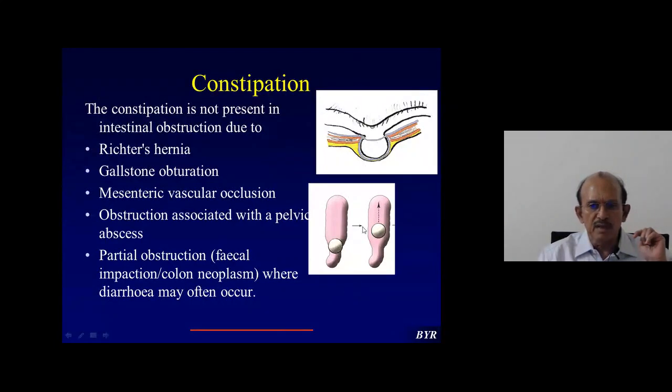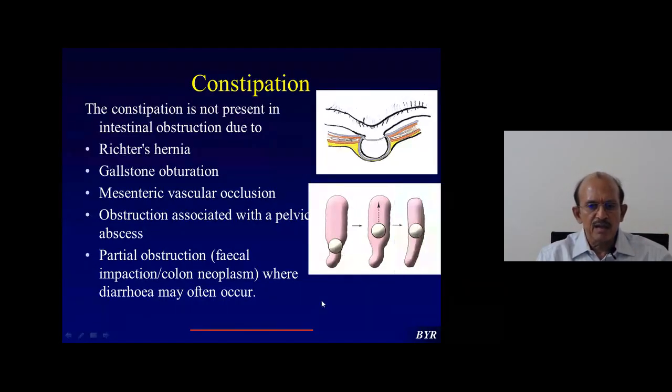So this is what happens in gallstone obturation. The stone can slip up, relieving the obstruction. This is called the ball valve effect. Probably you must have seen the countryside soda bottles. They have a valve at the neck. So when you just open it down, it goes down and then it relieves the obstruction.